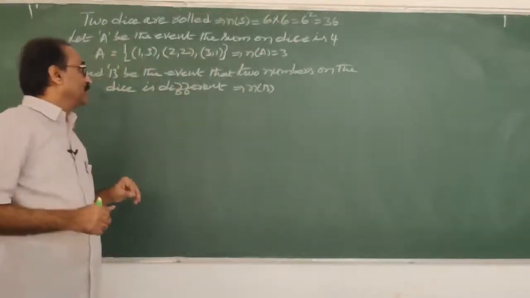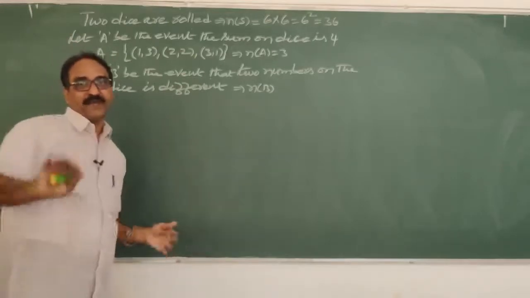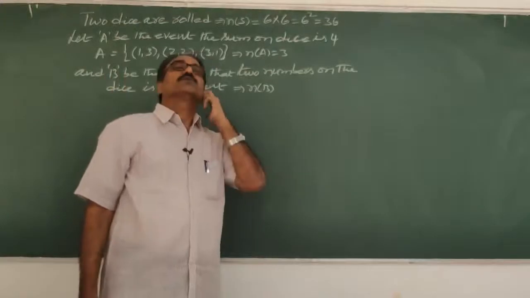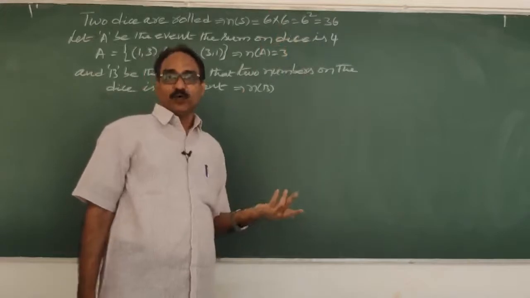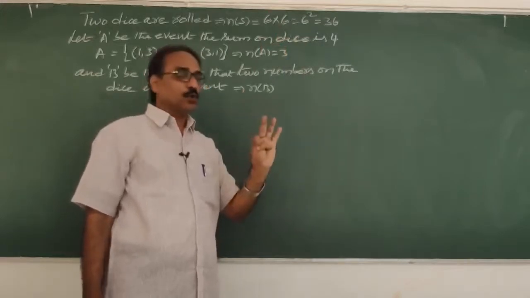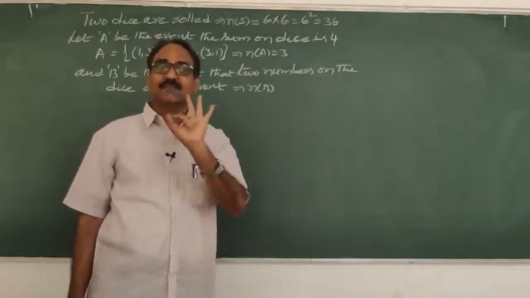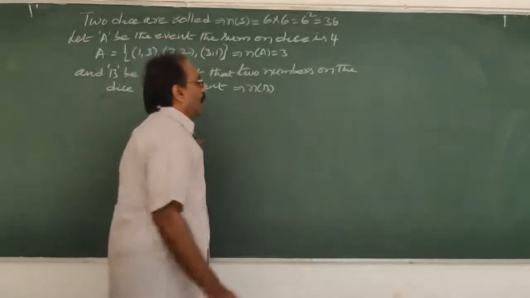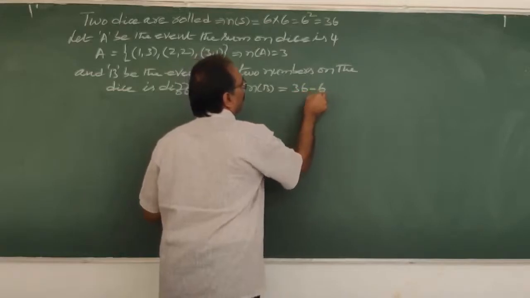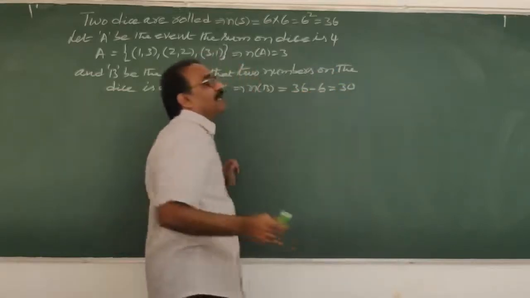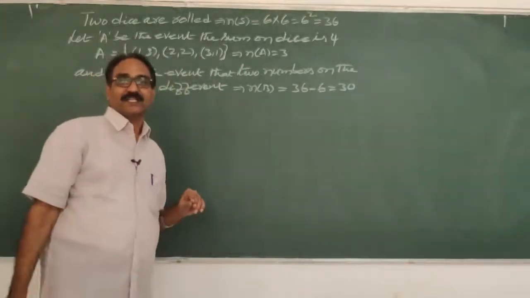What is said, you see? When two dice are rolled, the numbers on the two dice must be different. What does it mean? Total numbers are 36 when two dice are rolled. In that, how many same numbers are there? (1,1), (2,2), (3,3), (4,4), (5,5), (6,6). Only 6 numbers are there which are the same. So n of B is the total number of chances 36 minus 6, which gives 30. So 30 are two different numbers. My dear students, understood?